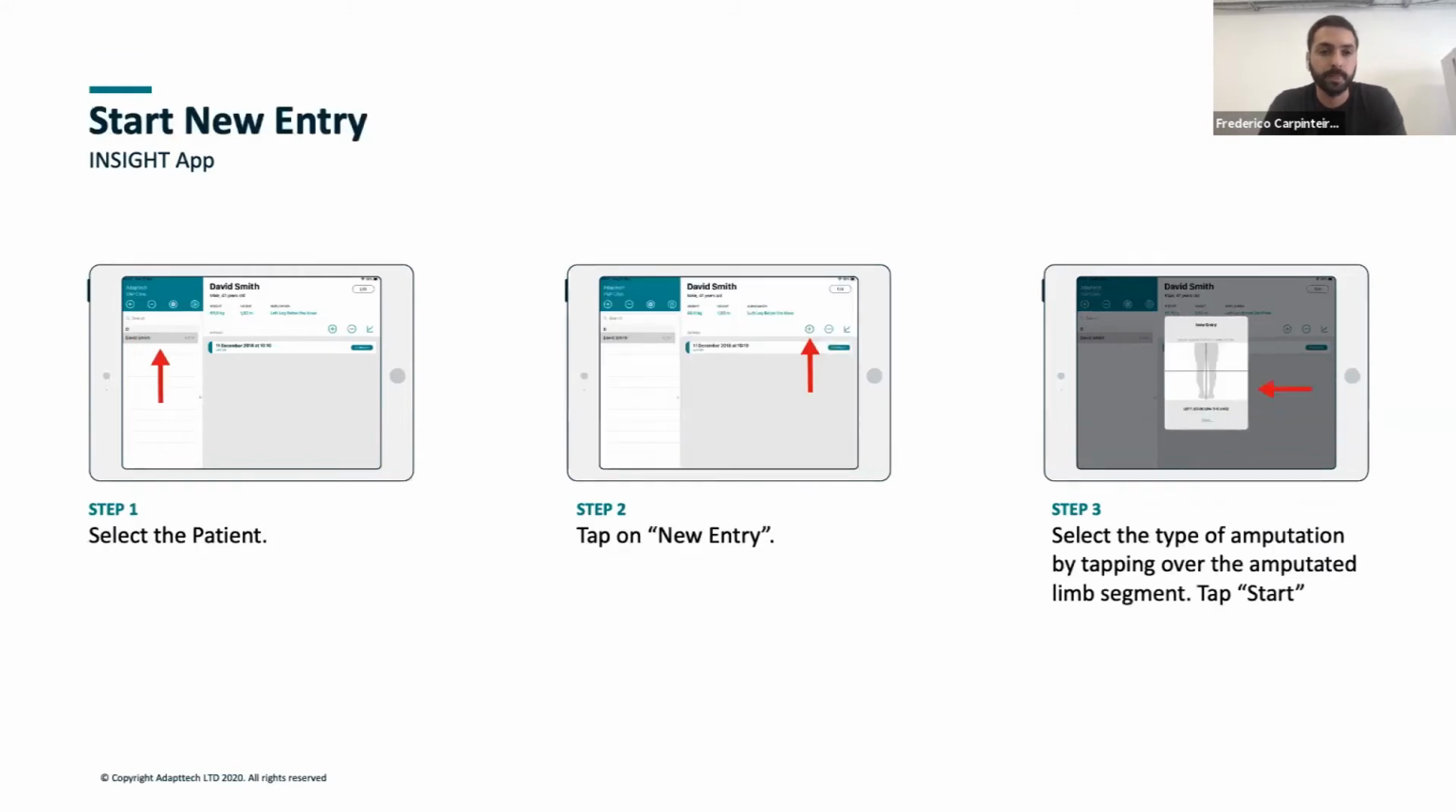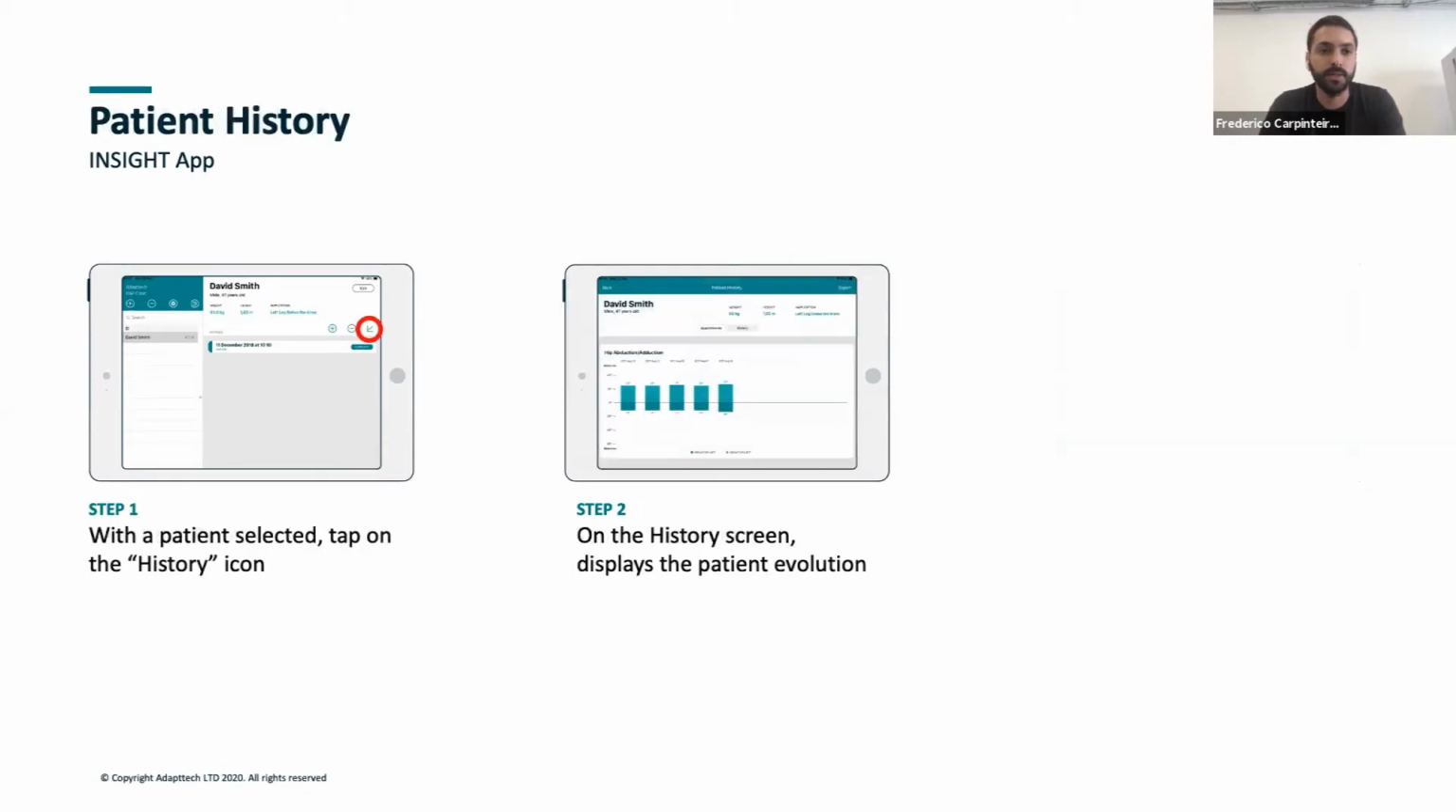Next slide. Once you created the patient, you can add a new entry. Once again, you select the patient, you press the plus sign on the right. You'll have a pop-up menu asking you to select the type of amputation. You just press the segment of the amputated limb and you press start and you're good to go to start scanning.